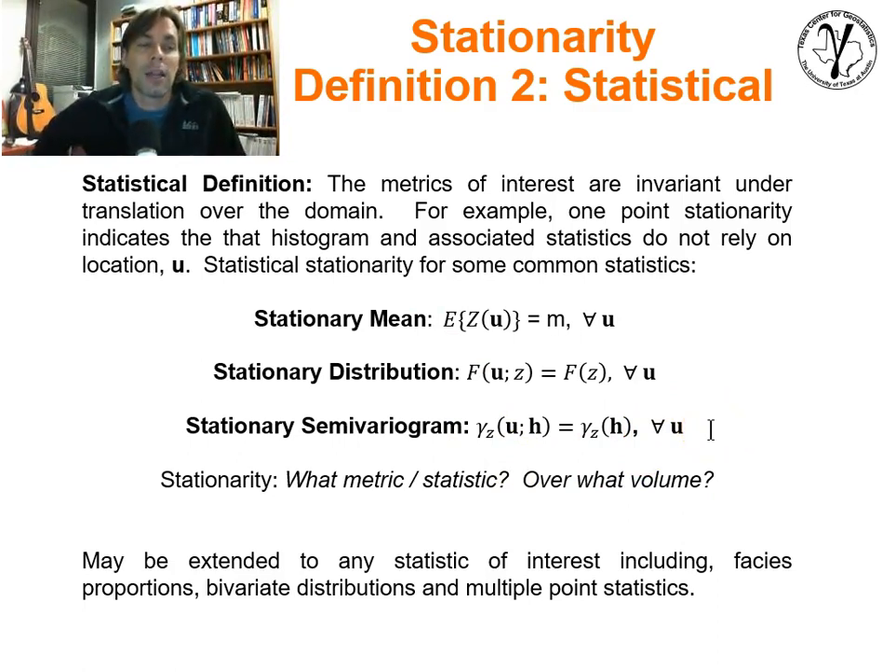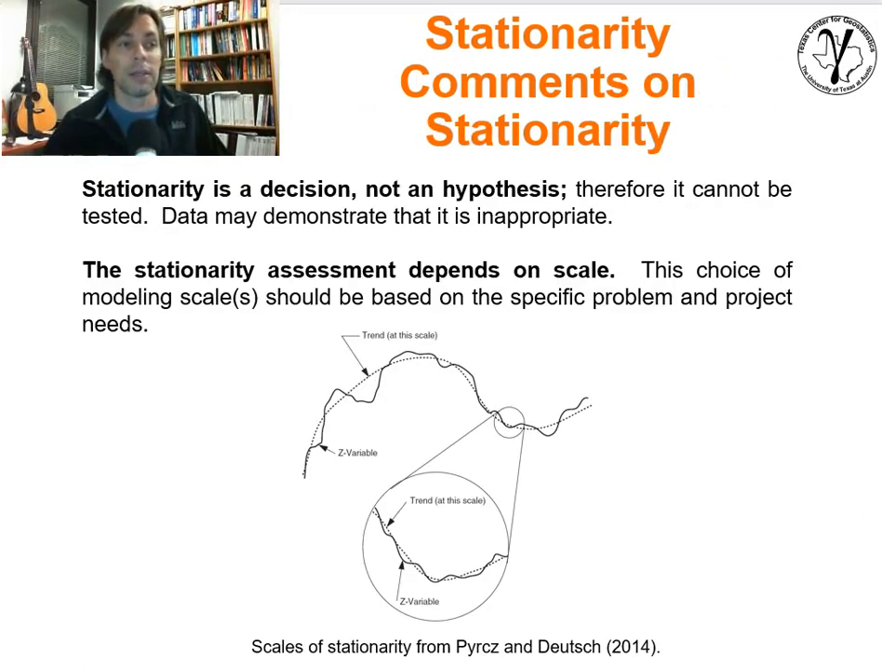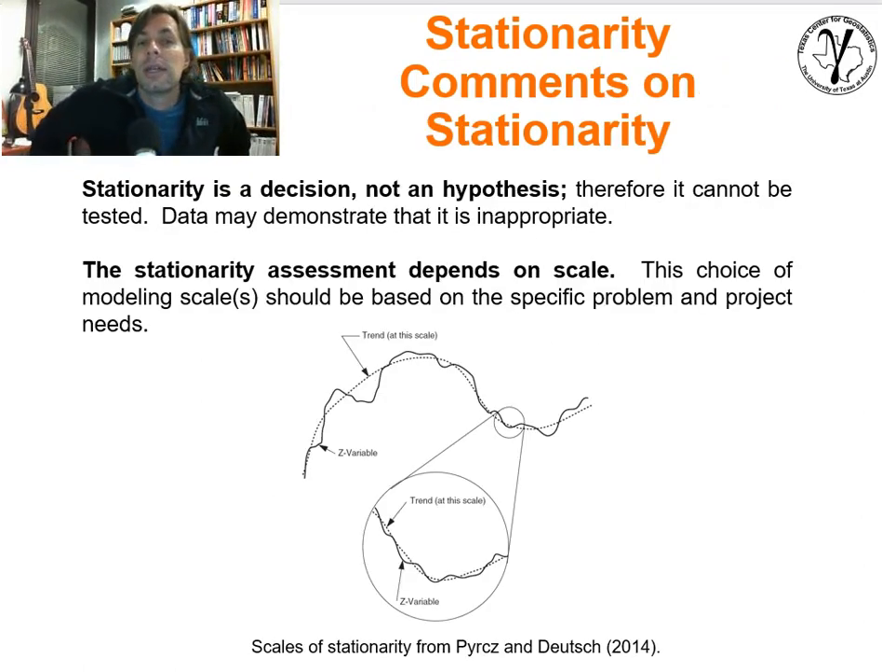So, for stationarity, the mathematical definition will always contain two parts. What's the metric, or I should say the statistic, and what's the volume or the region over which we are considering. We could extend this to any statistic of interest, including facies proportions, bivariate distributions, multiple point statistics, my favorite, the 13th percentile, or kurtosis, whatever statistic we're interested in, transition probabilities and so forth, could all be deemed stationarity. In fact, in the spatial context, we must make that determination in order to calculate those metrics. Stationarity is a decision, it is not a hypothesis. Why do we differentiate that?